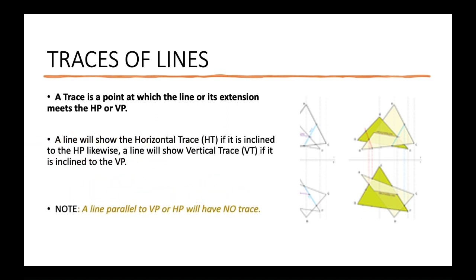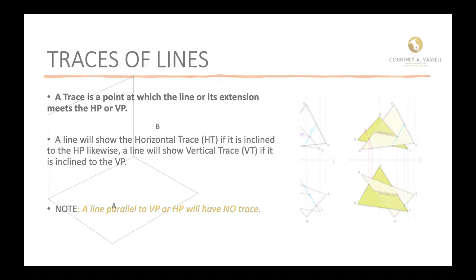However, what I want you to know is that a line that is parallel to either the VP or the HP will have no trace. So as long as the line is parallel to the plane, whichever the plane is, whether it be the horizontal plane or the vertical plane, that line will be said to have no trace. All right. Now let's use this to further explain all the nuances with what you just read a while ago.